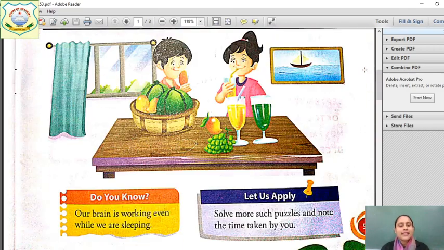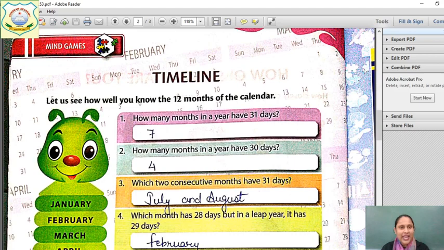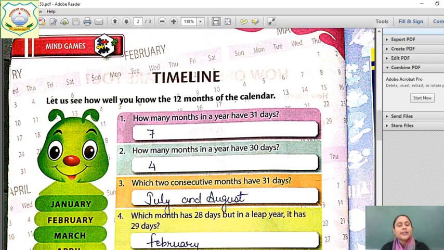Okay, now let's see the next page. Now we come on to page number 56. So all of you get ready with your page number 56. Open page number 56 and take out your pencil. Now here the page that is before us is Timeline. Here we will discuss time.